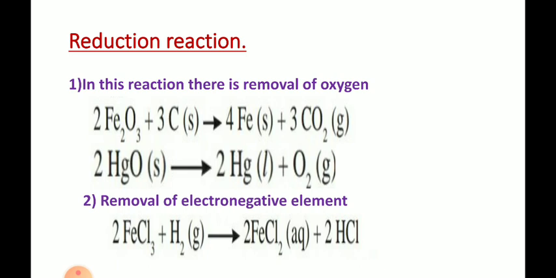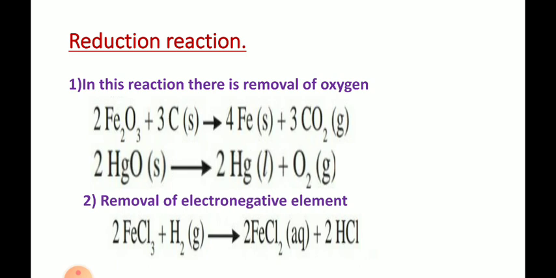That is, removal of oxygen will take place from Fe2O3, which is converted into Fe. This is the process we call a reduction process or reduction reaction. Again, in the second example, HgO converts into Hg plus O2, meaning removal of oxygen takes place in this reaction. So this reaction is also called a reduction reaction.